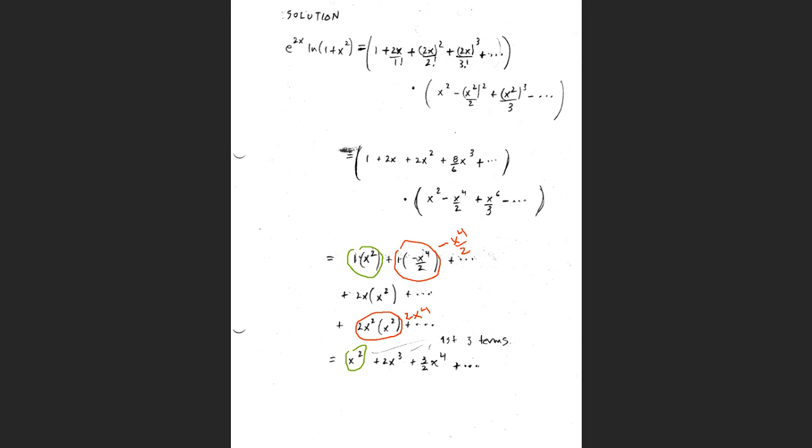If I add 2x to the fourth and negative 1/2 x to the fourth power, that's going to get me 3/2 x to the fourth. And then finally, 2x times x squared gets me 2x cubed. You see, and that's all I need. In WebAssign, I would type those three terms, and that would be it.